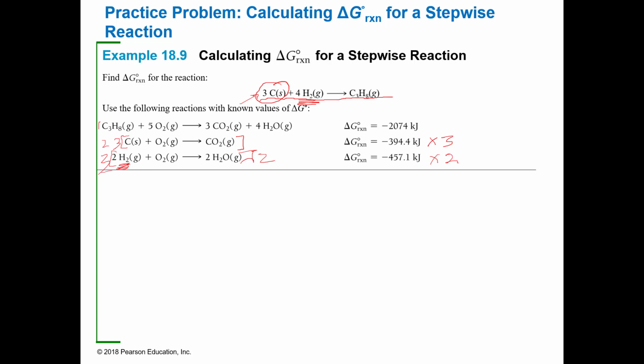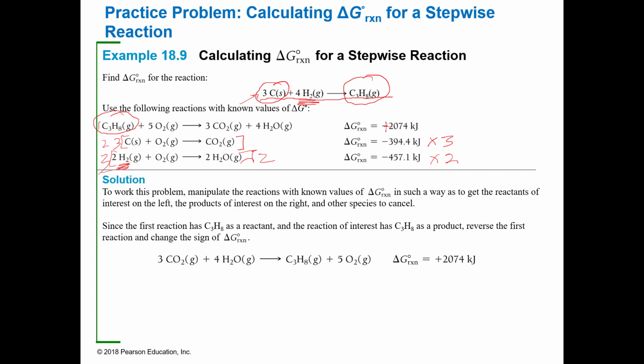Now, the last equation, we saved it for last. We see that the propane is on the product side here, and it's on the reactant side in equation 1. But it is the right number of moles. So we're going to flip this equation. And by flipping it, it changes the sign to a positive 2,074 kilojoules. All right? So we flip the sign, we flip the equation, and now we're ready to add them together. So watch how this works.